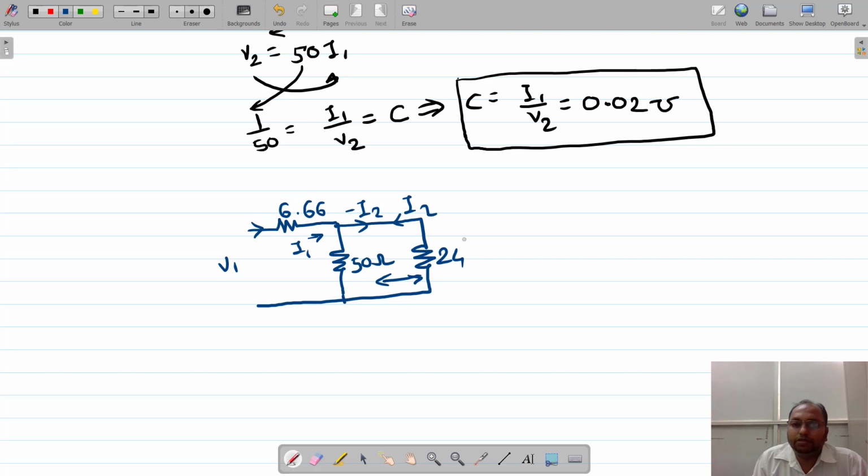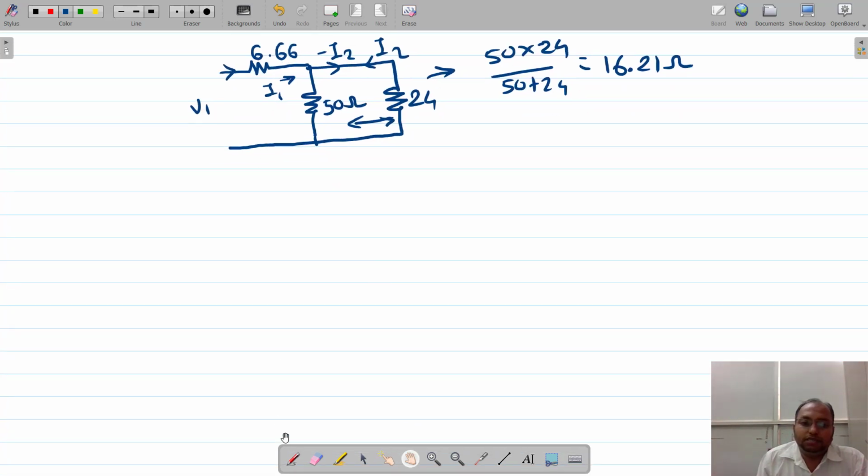First reduce this parallel combination. So 50 into 24 divided by 50 plus 24. Let me calculate that. 50 into 24 divided by 74, so it is coming as 16.21 ohm. This is our simplified circuit diagram, isn't it? The 6.66 ohm will be in series with 16.21.